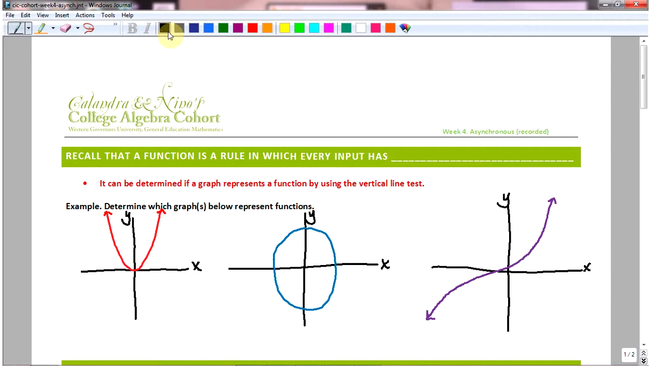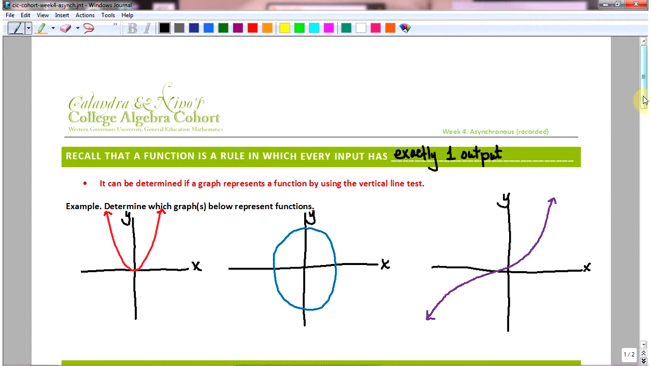Today we're going to be looking at how you find the inverse of a function. But before we get into that, let's recall what you've learned before, that a function is a rule in which every input has exactly one output. It can be determined if a graph represents a function by using the vertical line test.